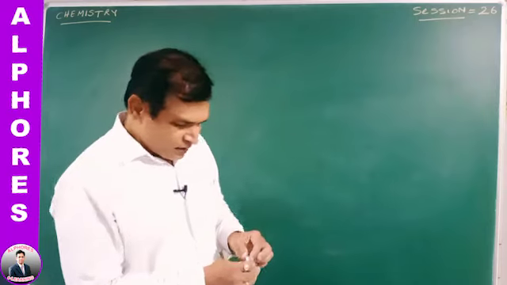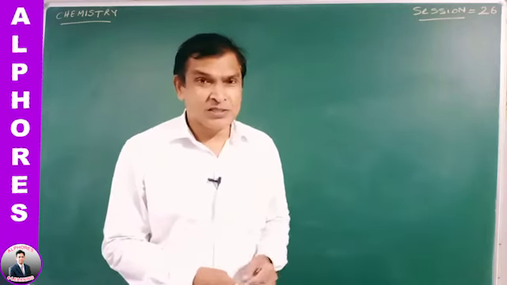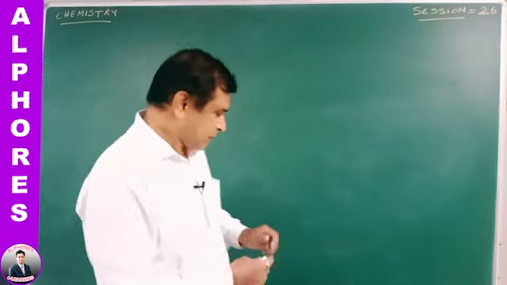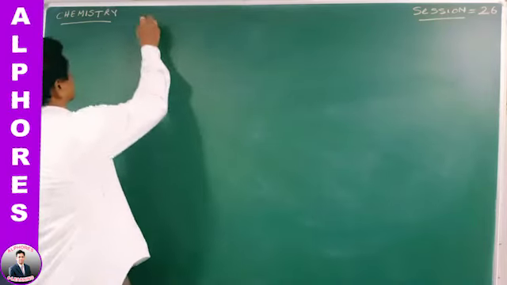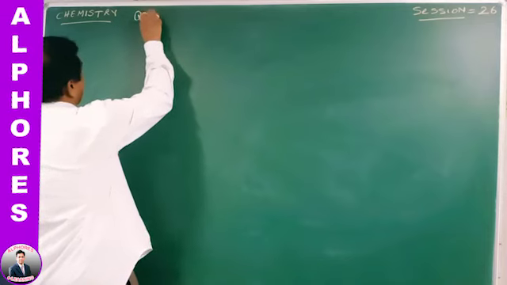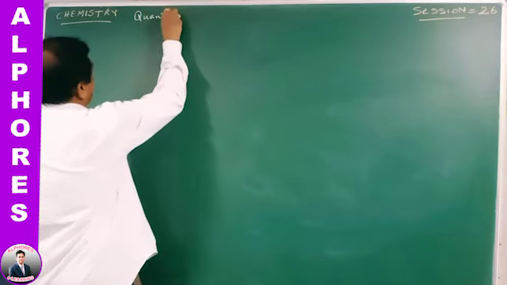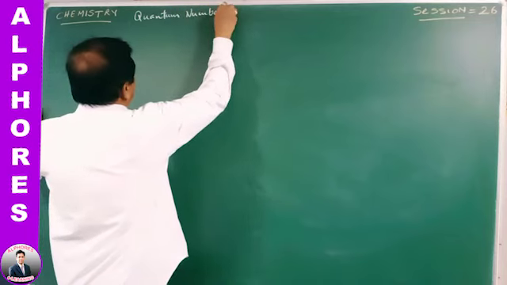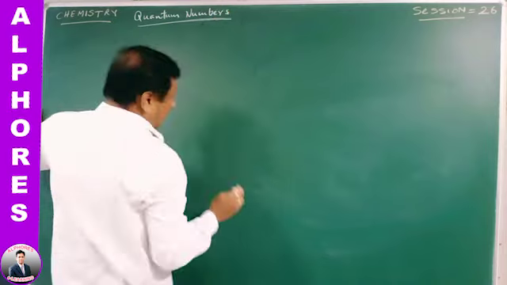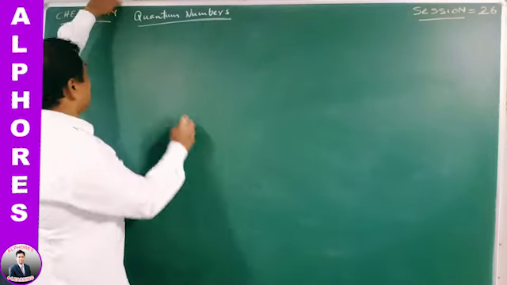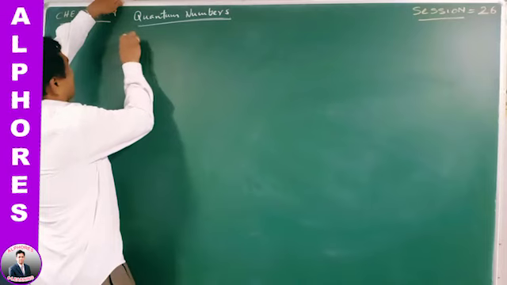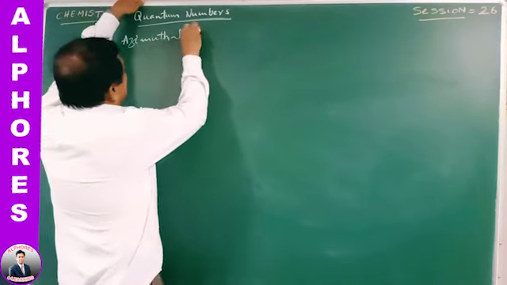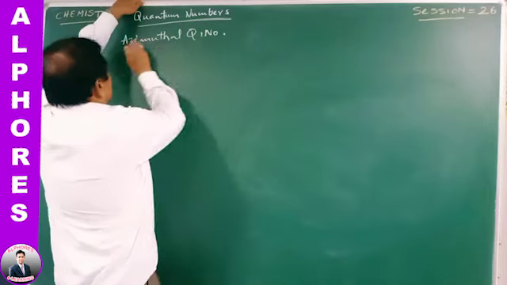In the last session, the 25th session, we were discussing the azimuthal quantum number. Under quantum numbers, we completed the principal quantum number and we are doing the azimuthal quantum number.